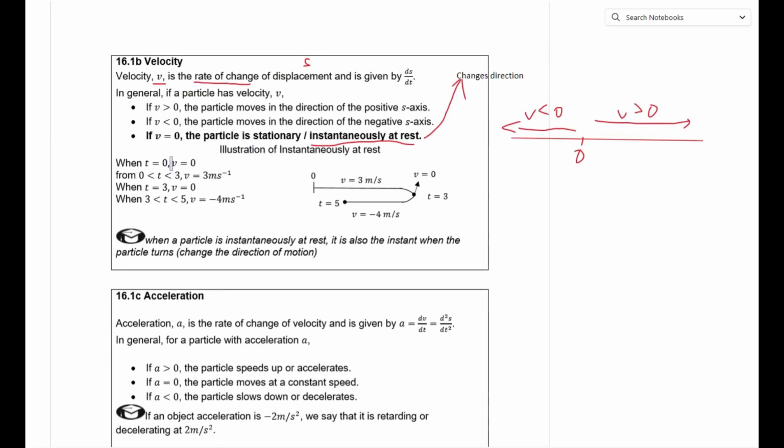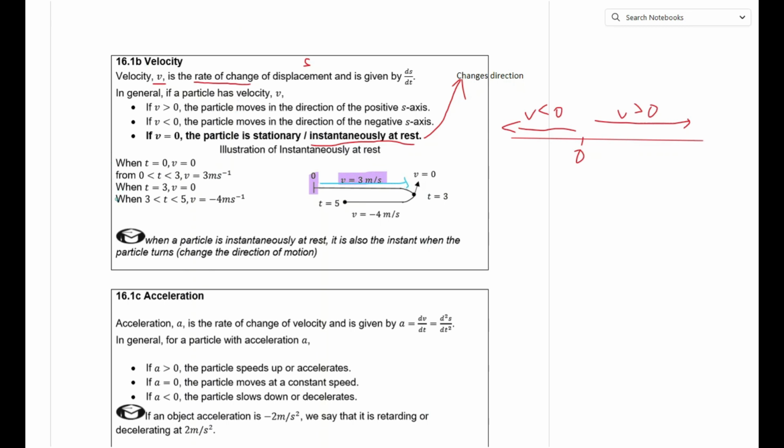Instantaneously at rest occurs when the particle changes direction. When t equals 0, v equals 0. This means that the particle starts off stationary at this point. From between t equals 0 and t equals 3, v, the velocity, is equivalent to 3 meters per second.